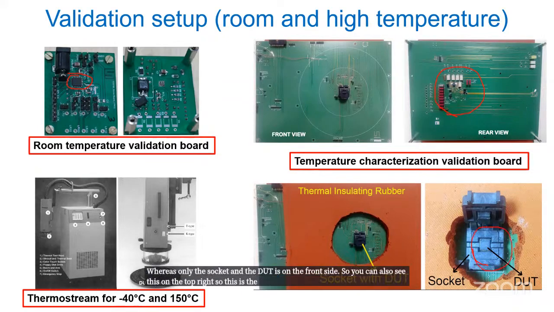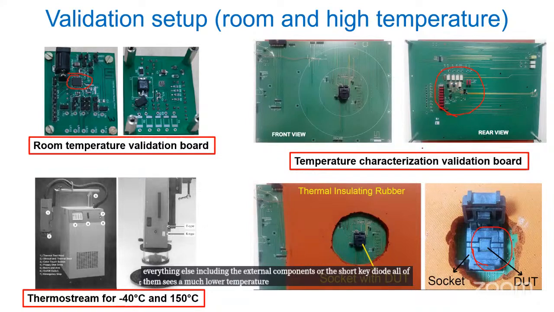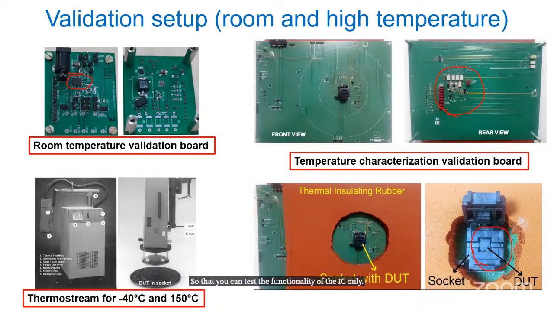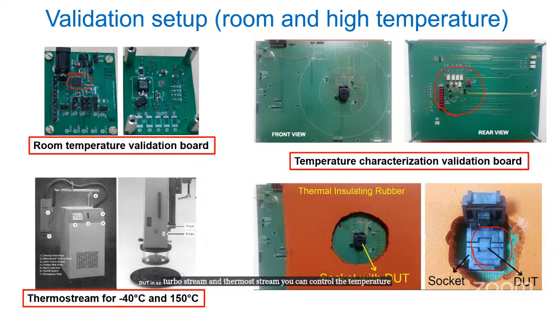You can also see this on the top. This is the socket, and then you place this tiny DUT here and close the socket. So the socket with the DUT is there. Now around this, you can place a thermal insulating rubber, so that only the DUT sees the higher temperature, and we can characterize this. Everything else, including the external components or the Schottky diode, sees a much lower temperature, so that we can test the functionality of the IC only. And of course, you can put this entire board below the thermostream, and with the thermostream you can control the temperature.